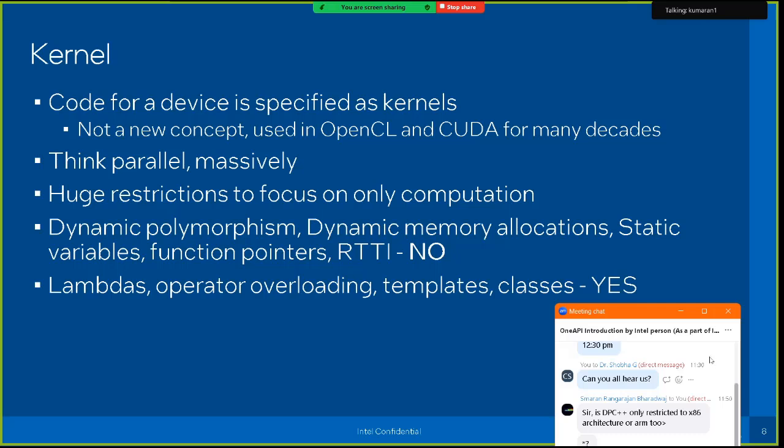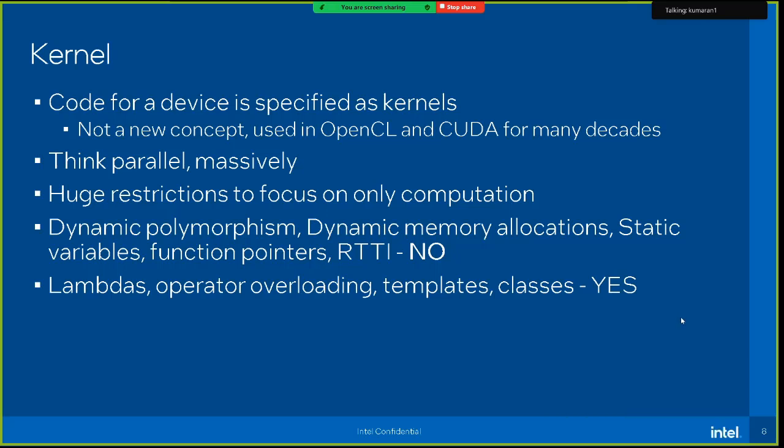So kernel is very simplified code, but massively parallel code. You cannot have dynamic polymorphism, dynamic memory allocations, static variables, function pointers, all those funky things. You cannot write all of those in a kernel. Those are only for the CPUs. The kernel is very simple logic, but then you express your parallelism. So basically, it will be able to process a huge amount of data in parallel on a particular device. Then there are some expressions allowed, like lambdas, operator overloading, templates, and classes. So these are the operations which are allowed.